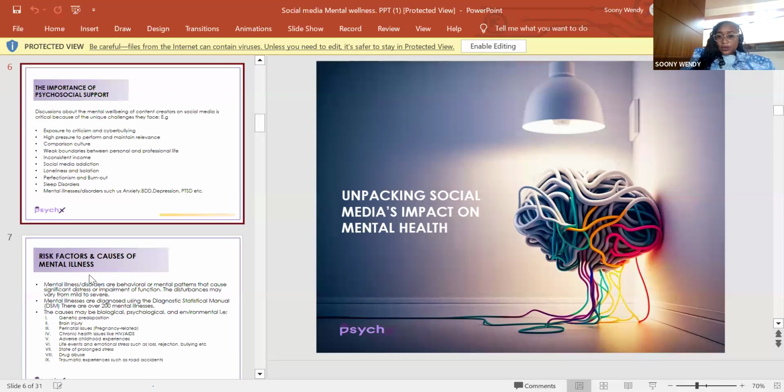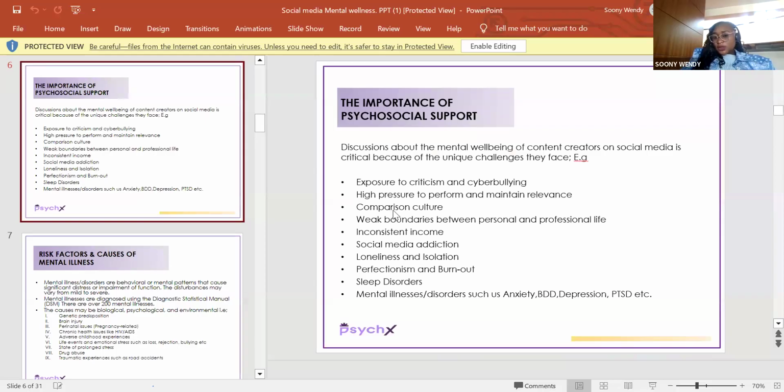You're exposed to... are you able to see the slide on the importance of psychosocial support? Yes. Yeah. Wendy, you're able to see that?